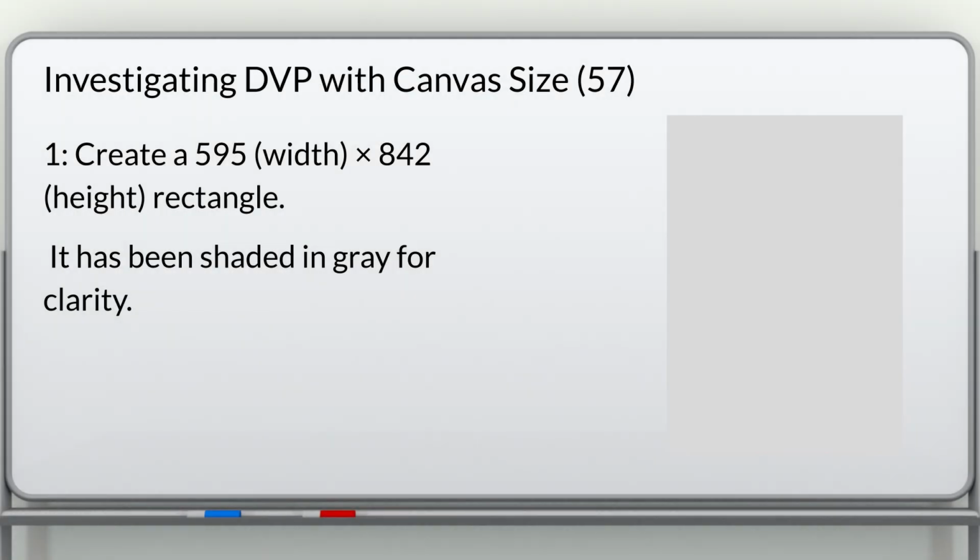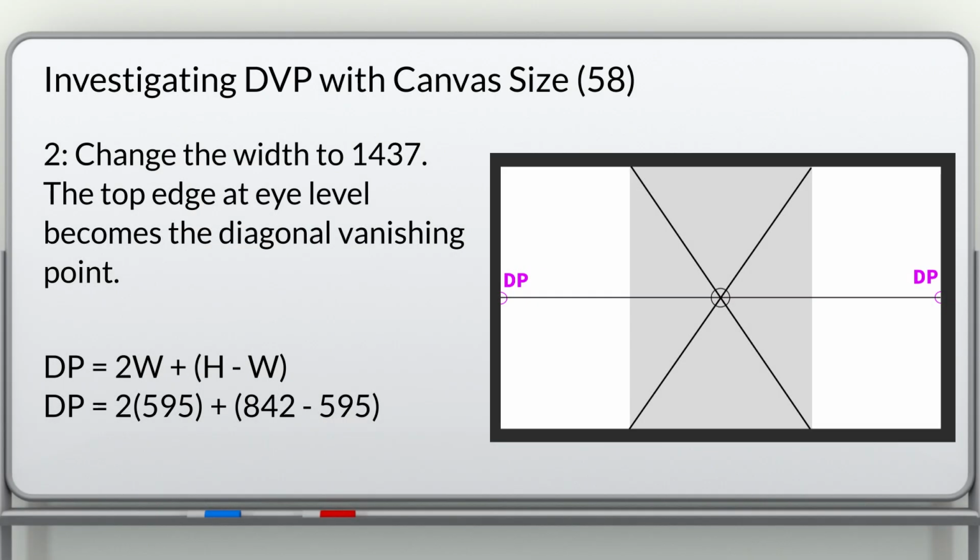1. Create a 595 times 842 rectangle. It has been shaded in gray for clarity. 2. Change the width to 1437. The top edge at eye level becomes the diagonal vanishing point. dp equals 2w plus h minus w. dp equals 2 times 595 plus 842 minus 595.